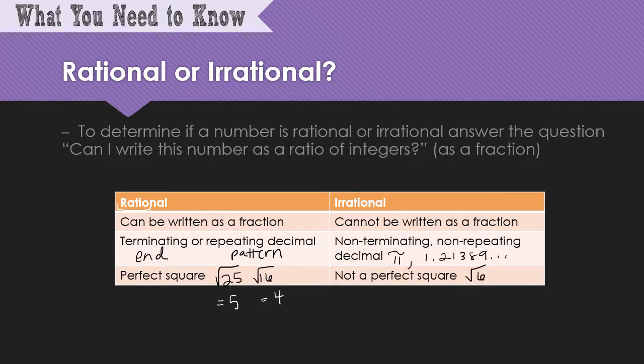If you type that into your calculator, you get a decimal that continues, rather than a simplified rational number when we have a perfect square like we did over here, the square root of 25 or the square root of 16.